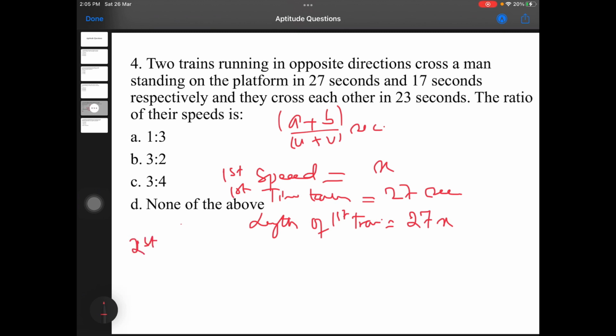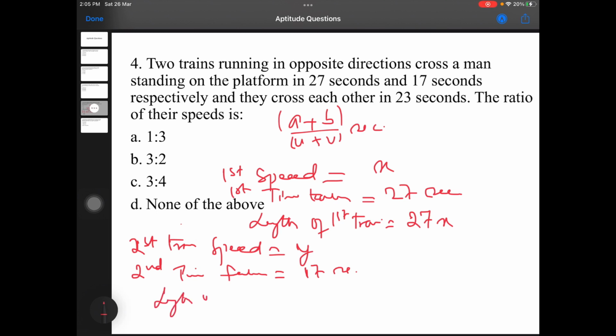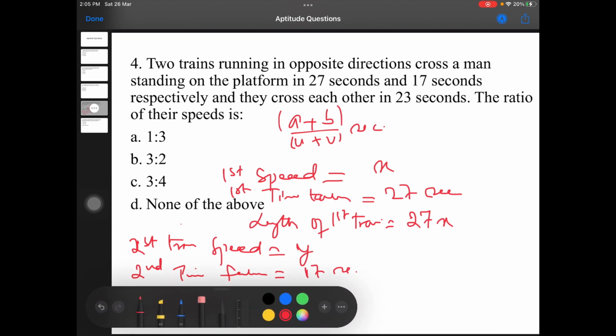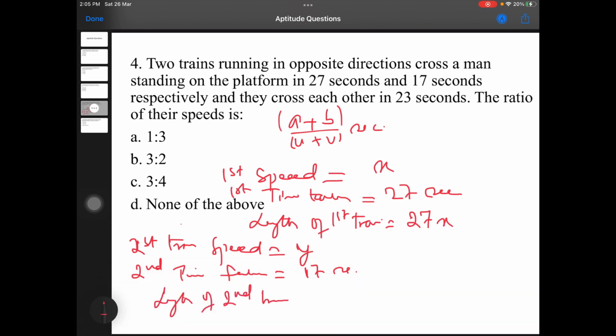And let the speed of the second train be y, and the time taken by the second train to cross the man is 17 seconds. And the length of the second train is 17y. Its length will be speed multiplied by time. The speed is y and the time is 17 seconds.